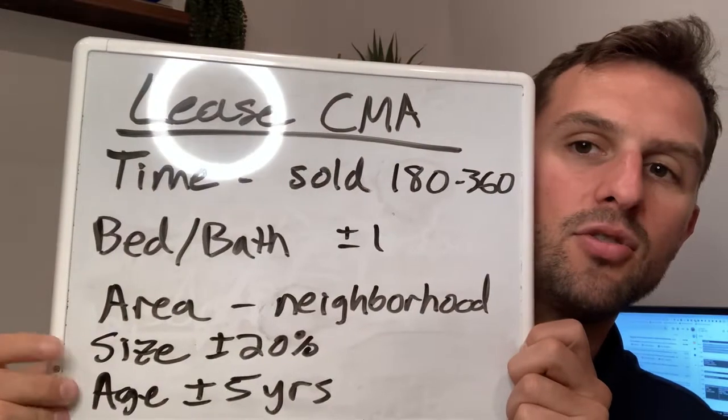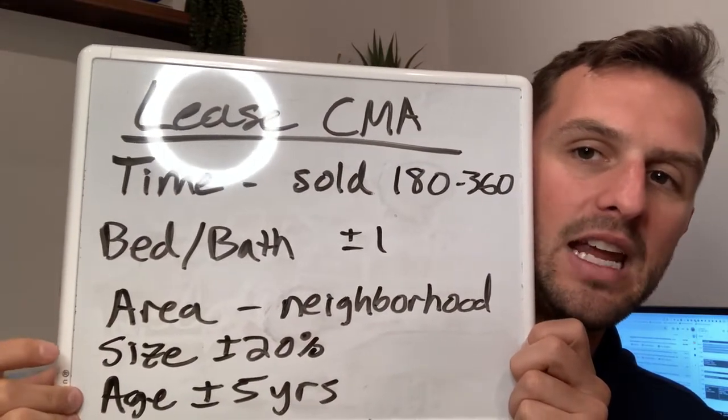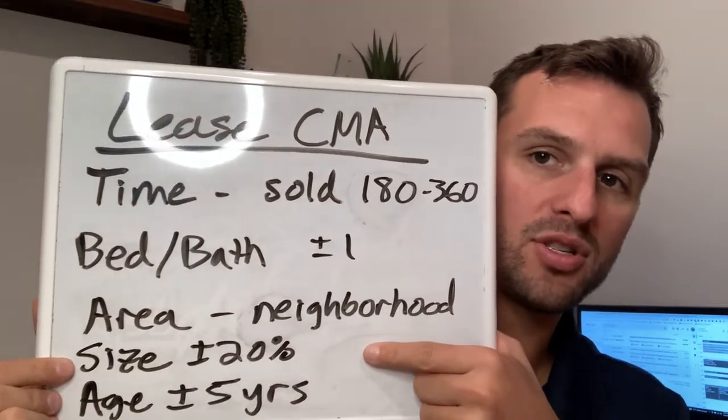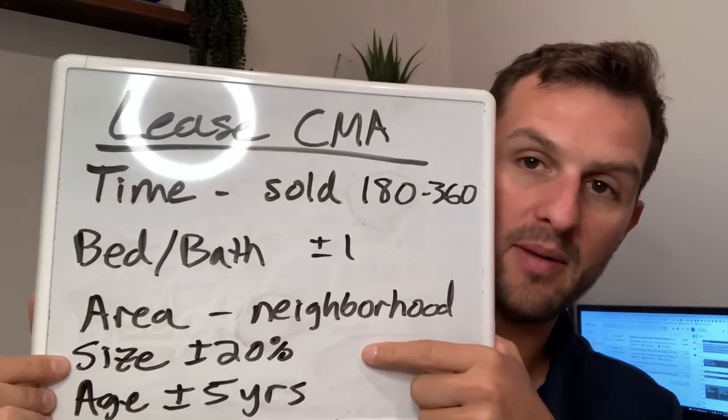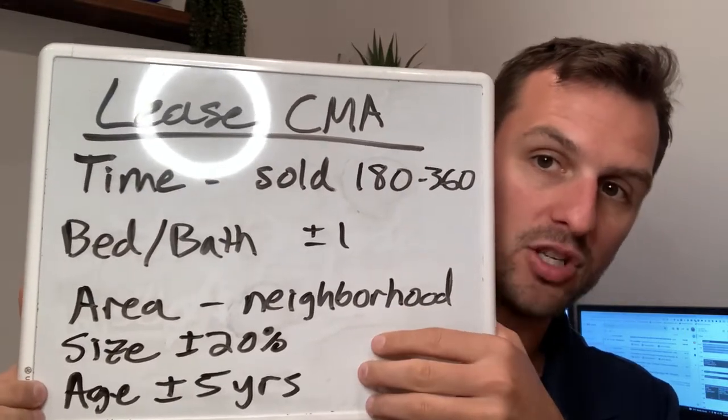The last two are size and age. So size, I put plus or minus 20%. I'm sorry about my handwriting. And the age is plus or minus 5 years. So what do I mean by size? I mean square footage. So if you have a property that's 2,000 square feet, and you want to know what it leases at, we would look at comps from 1,600 to 2,400 square feet. We go 20% above, 20% below.